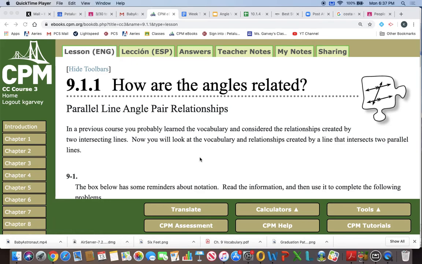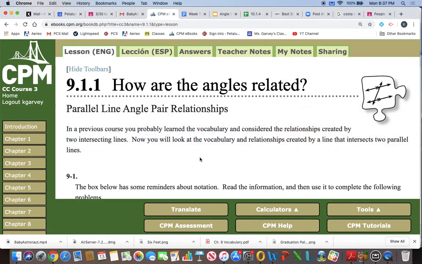Section 9.1.1 is all about parallel line angle pair relationships. Before we get started with doing the problems that have been assigned for this section, I'd like to show you a little exercise that you can do that will help give you an intuitive feel for these angle pair relationships.